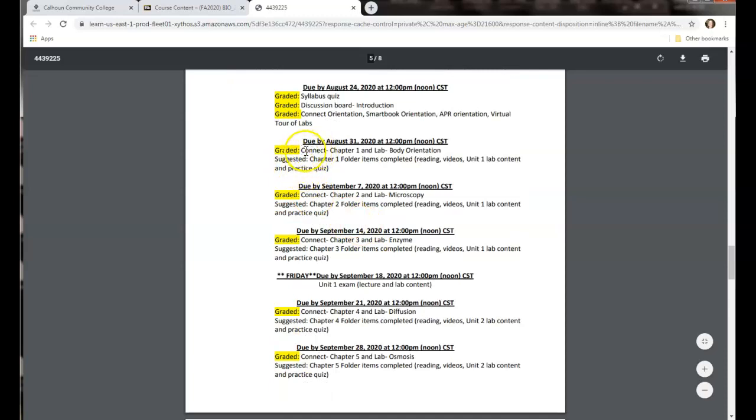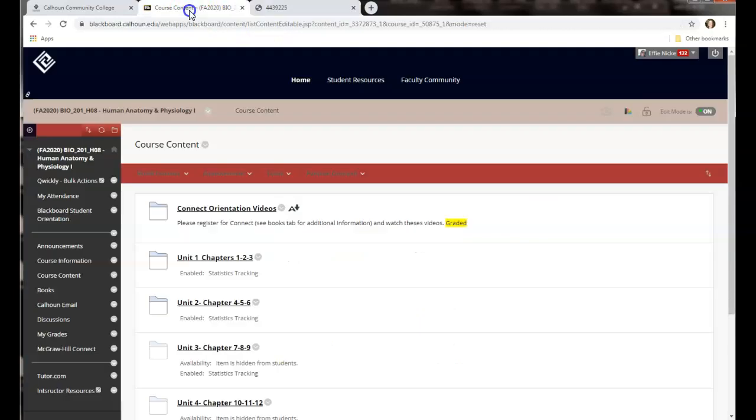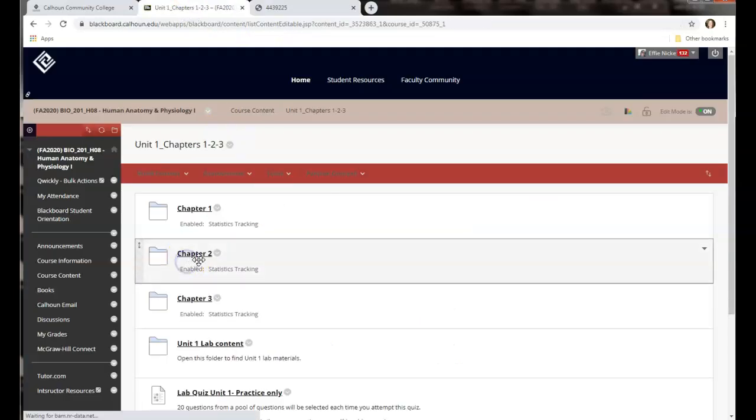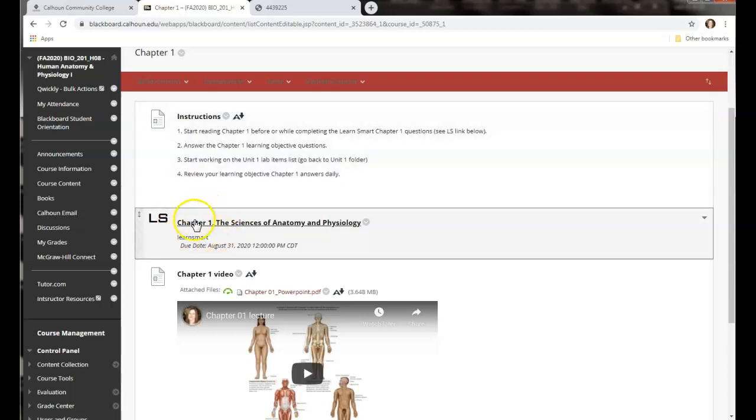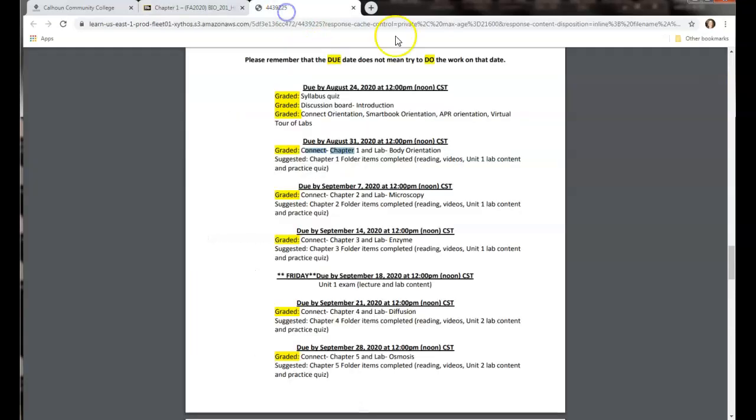So this week, we should be doing the Connect Chapter 1 assignment. So come back over here, Unit 1, Chapter 1. This is the Connect assignment. So you should be completing this assignment where you read the textbook and it asks you questions along the way.